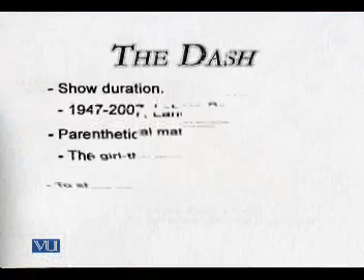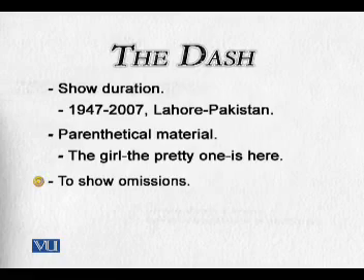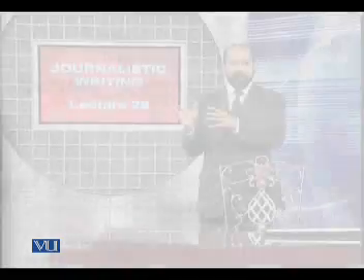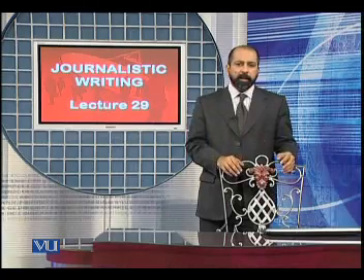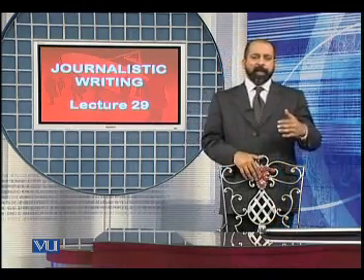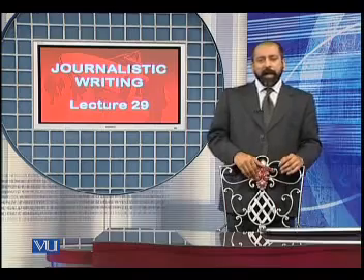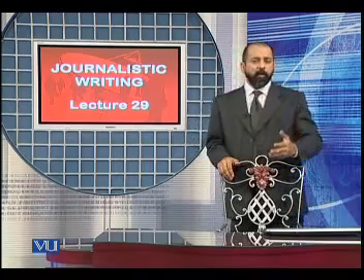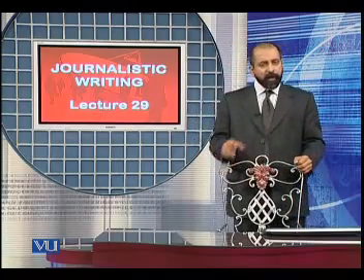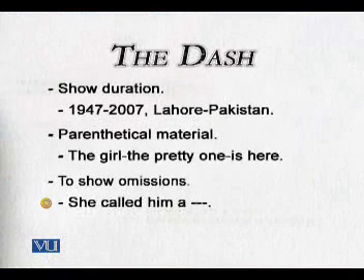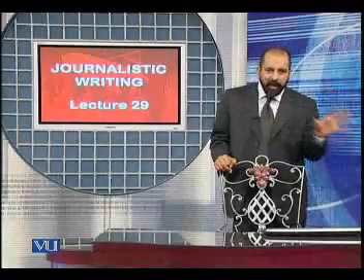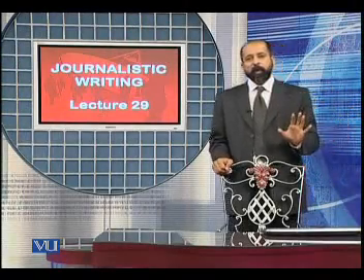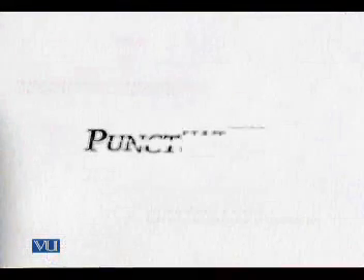Number one, to show omissions. Let's say A said something to B, and now you want to tell somebody else what A said to B, and there are some words which you don't want to repeat for some reason. Over there, at the place of those words, you can put dashes. Example is, she called him a... No, here you can put dashes. The message for the reader will be that this is something which the writer does not want to repeat.